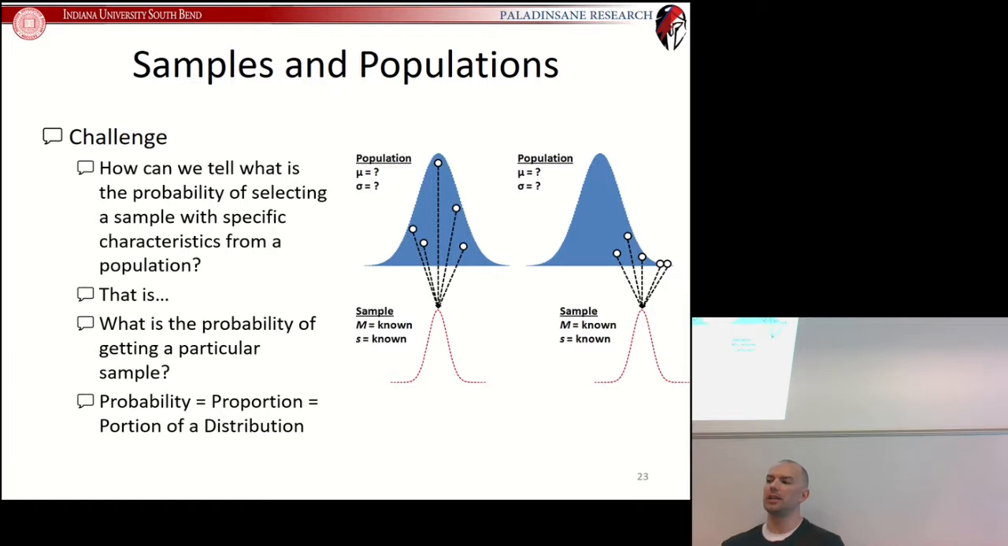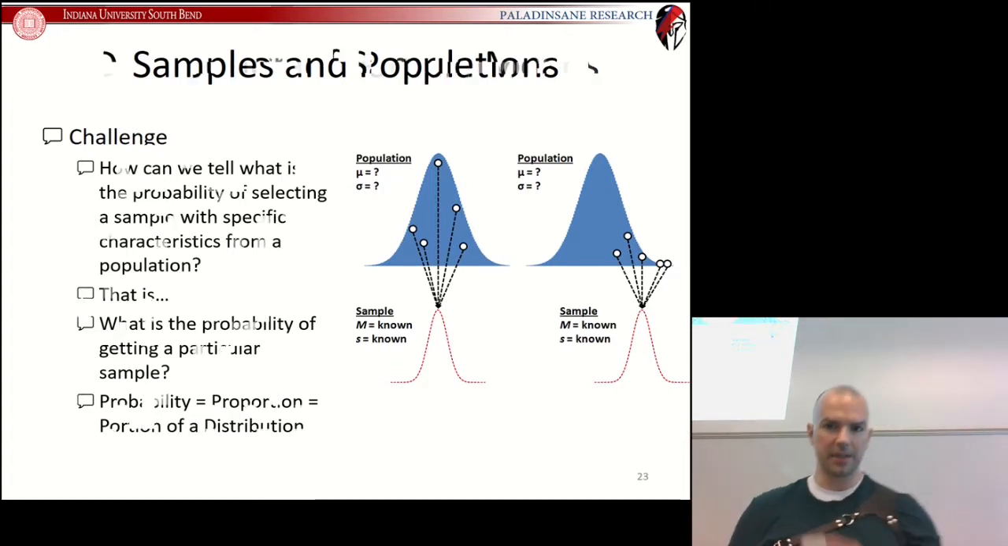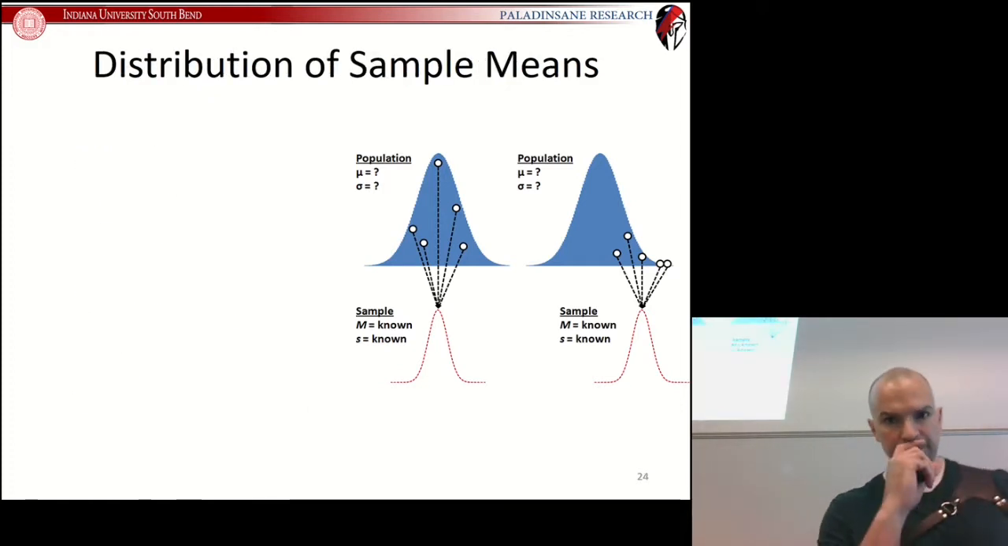However, we're not interested in the probability of getting an individual. We're interested in the probability of getting a sample. If you're looking for the probability of an individual, you look at a distribution of individuals. If we want to know the probability of getting a sample, we have to look at a distribution of samples. So this is where it gets kind of inception-y, because we're going to go from a distribution of individuals, take out a sample, and then go to a distribution of samples, aka the distribution of sample means.